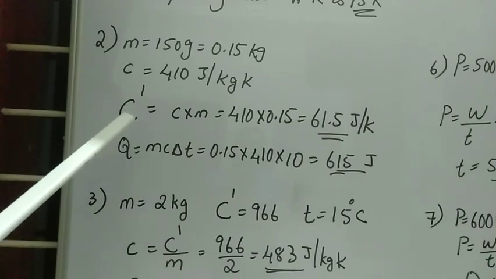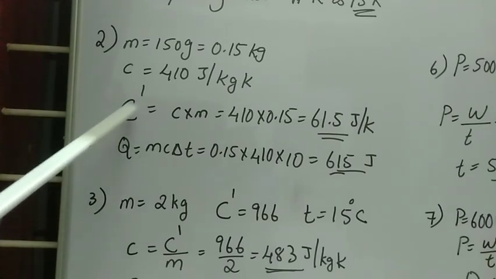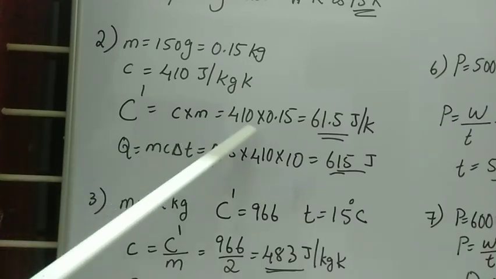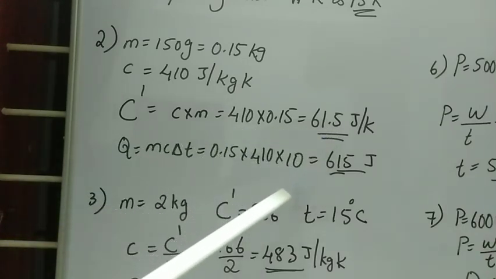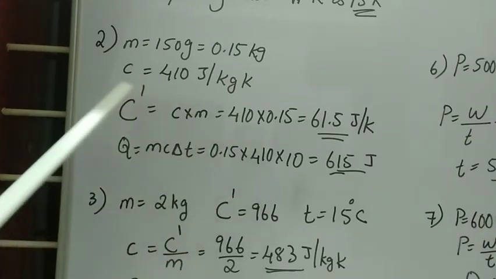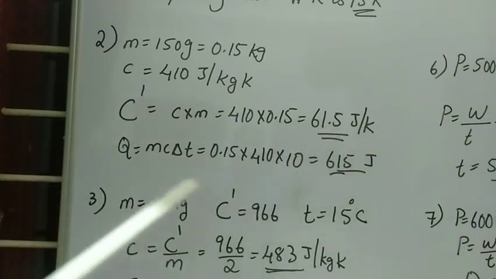You are asked to calculate the heat capacity C dash. The formula for C dash is specific heat capacity into mass. Just multiply, and you will get 61.5 joules per Kelvin. The SI unit of heat capacity is joules per Kelvin.